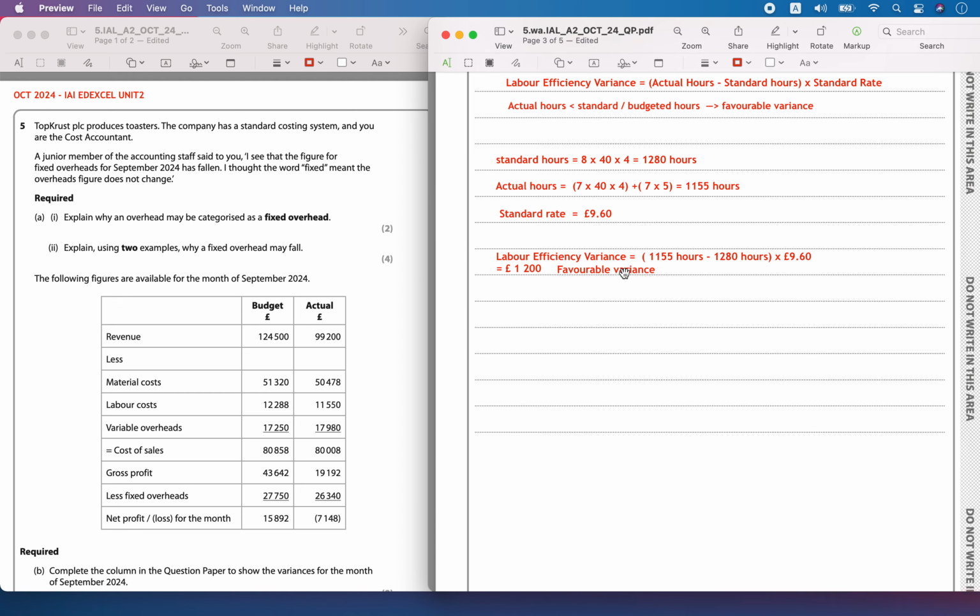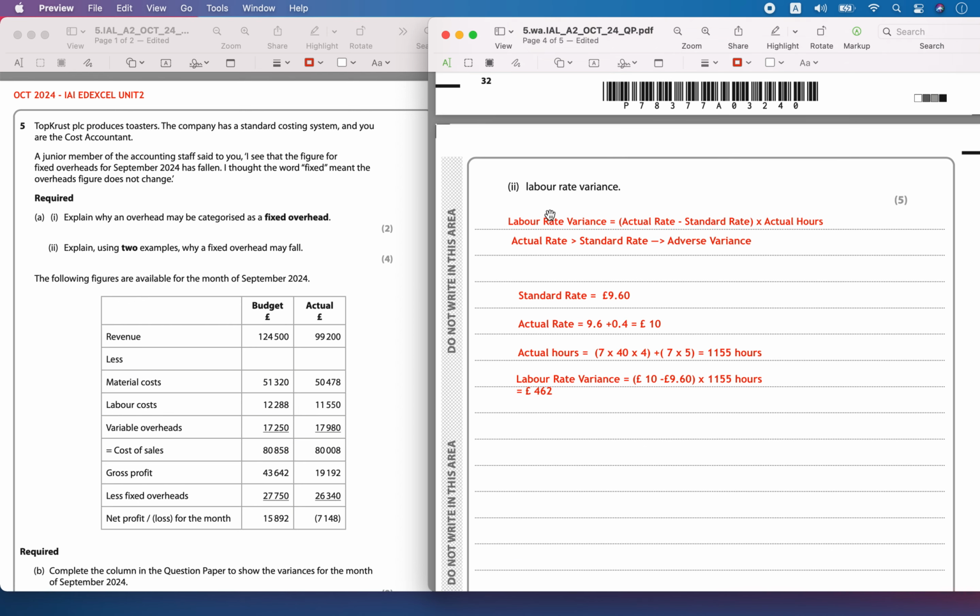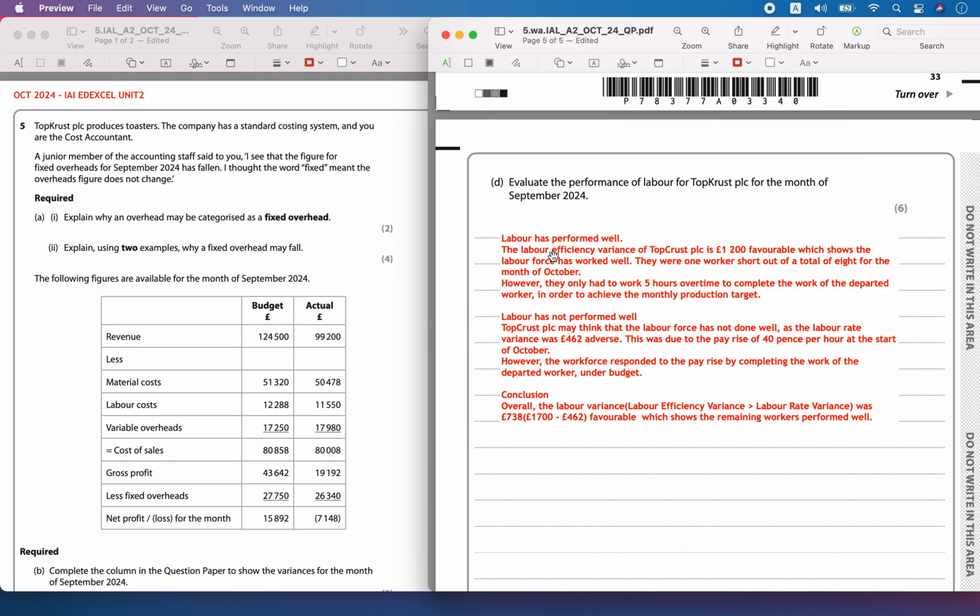Okay, labor efficiency variance we had calculated here, it was favorable 1200 pounds, and labor rate variance was adverse. Okay, this had become adverse variance at 462 pounds. Okay, now let's comment based on this.